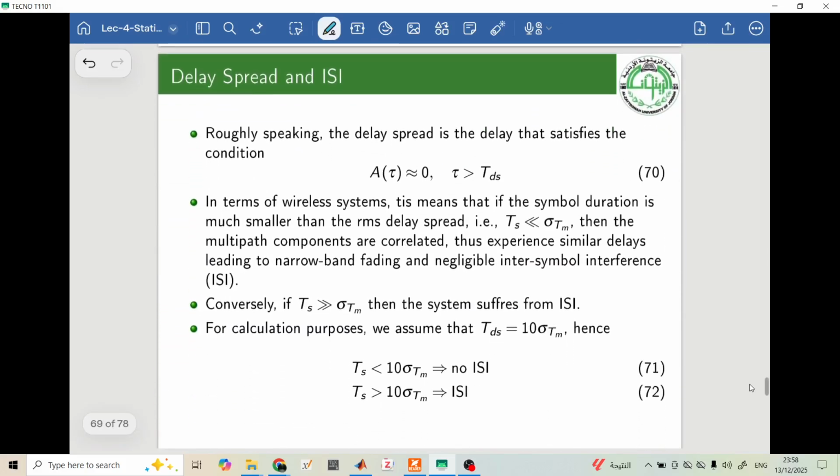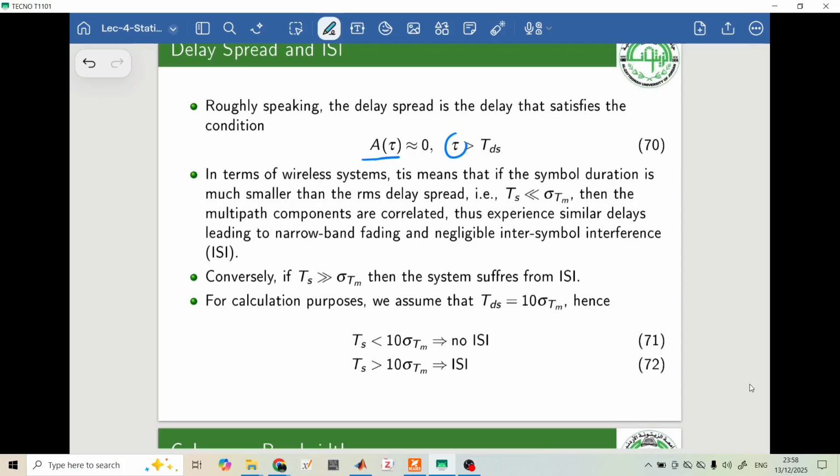Now we want to find a value for tau such that the power delay profile is approximately 0 or negligible. This is very useful to us. In this case, this means that the symbol duration is much smaller than the root mean square delay spread. In this case, the multipath components are correlated, meaning that they have similar delays, meaning that the received symbols are unresolvable, stacked above each other, leading to narrowband fading or no ISI. So this is no ISI, which is equivalent to having narrowband fading.